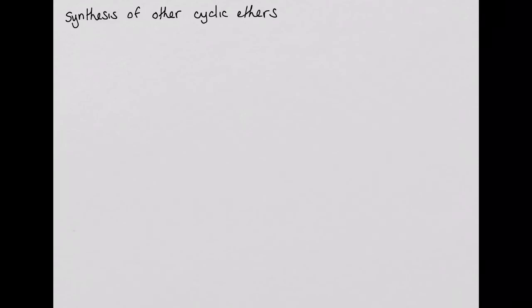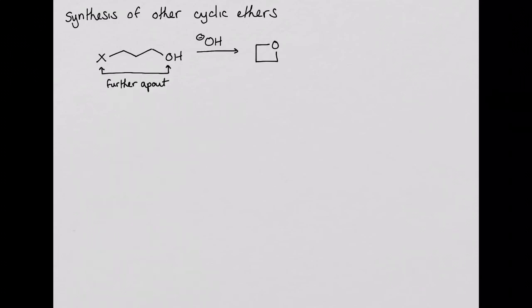Finally, it is important to note that we can use the base-promoted cyclization of halohydrins to synthesize other, larger cyclic ethers than the epoxide. For example, we can synthesize a four-membered ring ether using this halohydrin. If we treat this halohydrin with sodium hydroxide, the alcohol will deprotonate and cyclize to form the four-membered ring ether. However, because the nucleophile and the electrophile are not as close together as they were in the previous examples, the intramolecular SN2 reaction is slower.